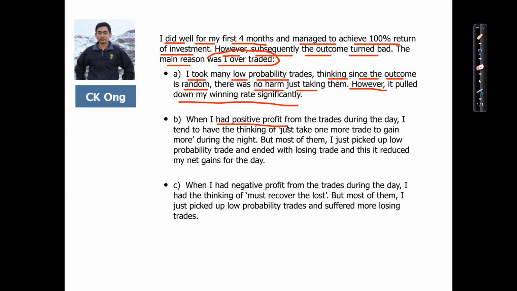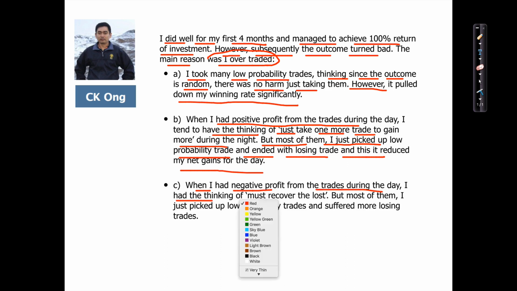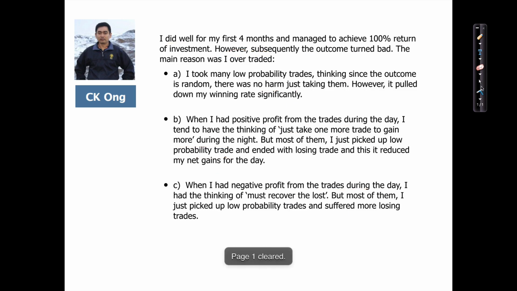When I had positive profit from the trades during the day, I would have the thinking of just take one more to gain more during the night. Oops. Most of them, I just picked up low-probability trades and ended up with losing trades, and this reduced my net gains for the day. When I had negative profit from the trades during the day, I had the thinking that I must recover what I lost. Right? This is very typical. I lost money, I got to get it back. So you take low quality trades just to make back the money, and most of them, again, pick low quality trades and suffered even more losing trades, right? Very, very good lesson.